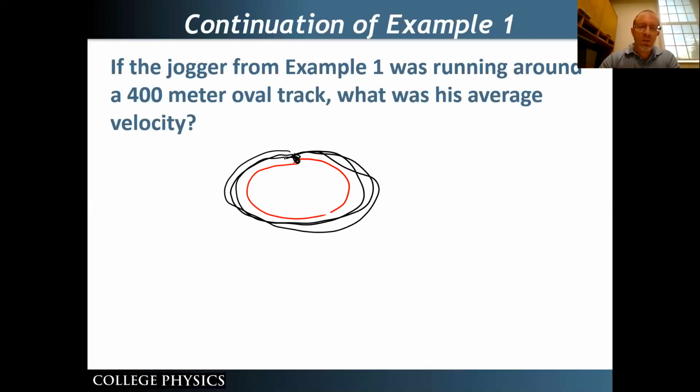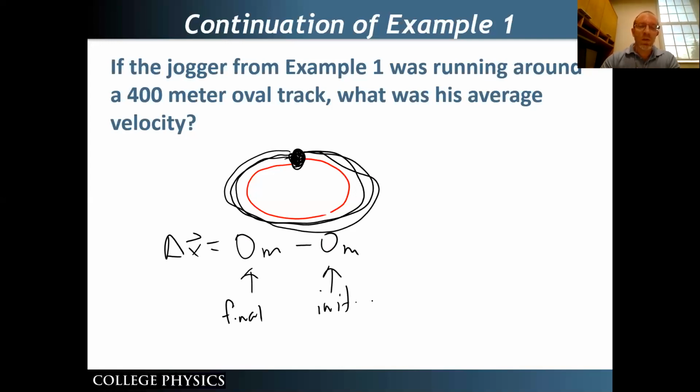But one thing that you notice is that my jogger started out right there at that point. And where did my jogger end up? My jogger ended up right there at that point again. So my jogger's displacement here, delta x, was, well, that jogger's initial position was the same thing as the jogger's final position. This is my final. That's my initial. My final and my initial position were the exact same thing. So the jogger's displacement was 0.